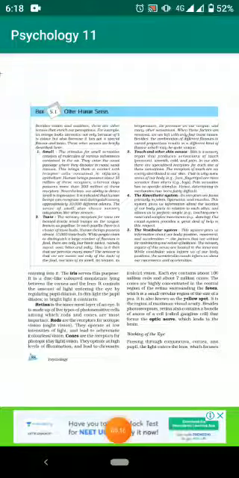Now children, another component of the eye is the retina. Retina is the innermost layer of the eye. It is made up of 5 types of photosensitive cells, among which rods and cones are important. So the major components of the retina are rods and cones.